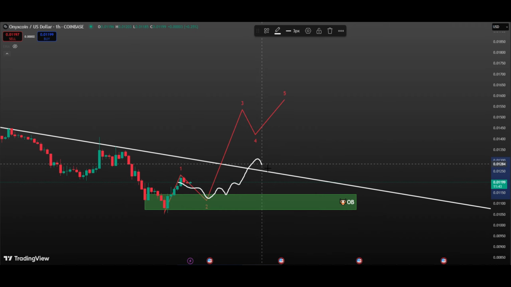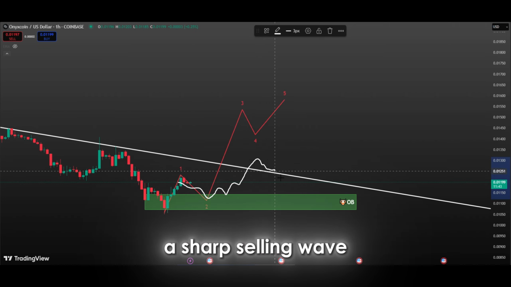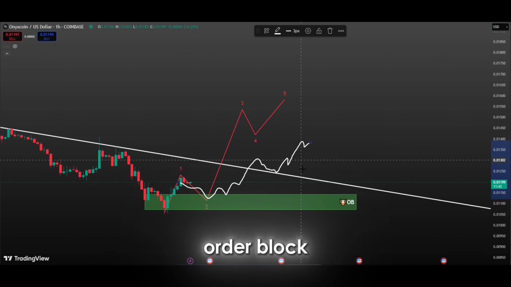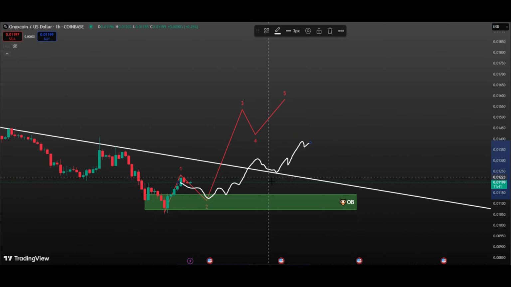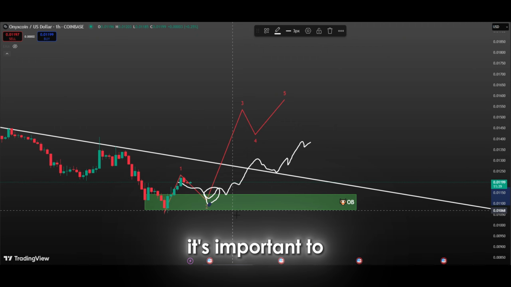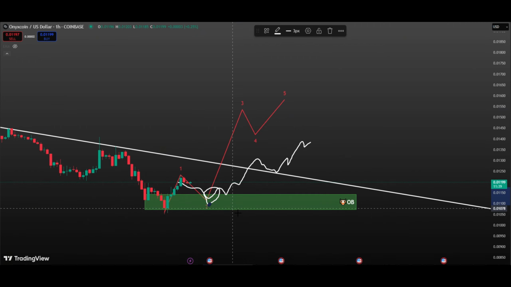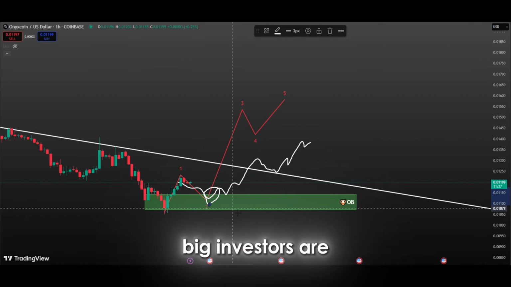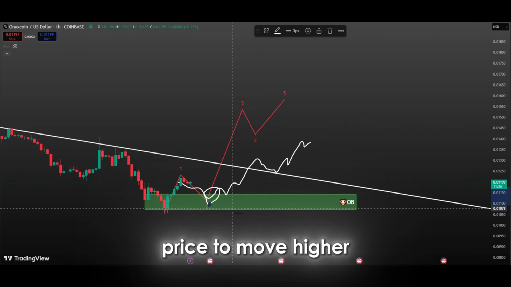it reacts here. If the price falls here on a sharp selling wave and the buyers are not strong enough, the price may linger inside the order block or go sideways for a while. But if the buyers are strong enough, we are more likely to see a sharp upside reversal from here. It's important to look for an increase in volume, especially when it comes to this order block. If there is volume buying when the price hits this level, it means that big investors are back in and supporting the price to move higher.